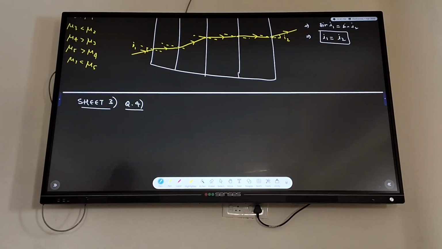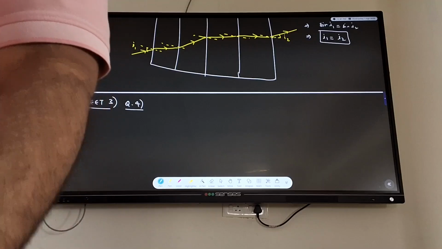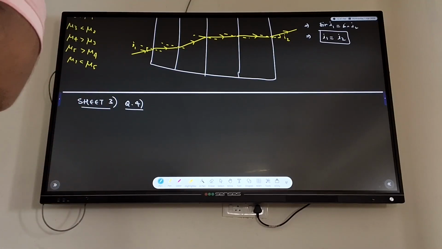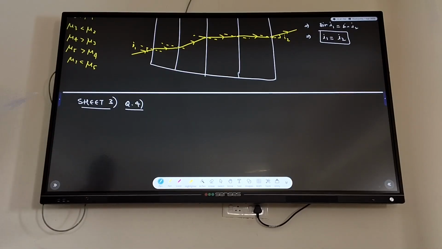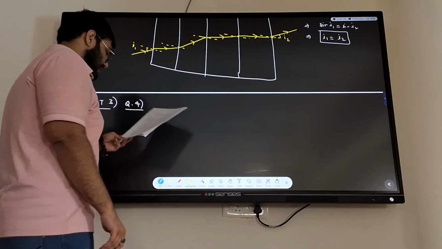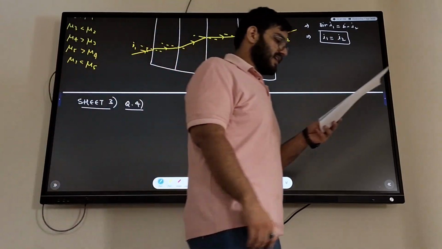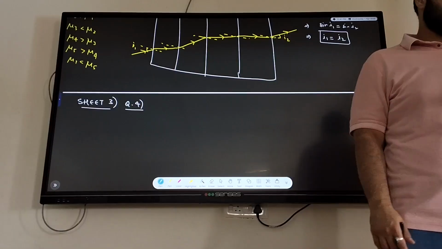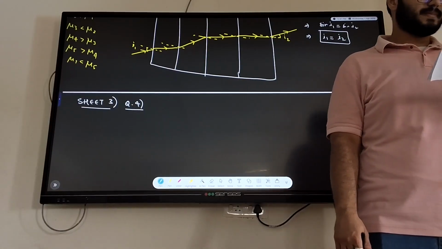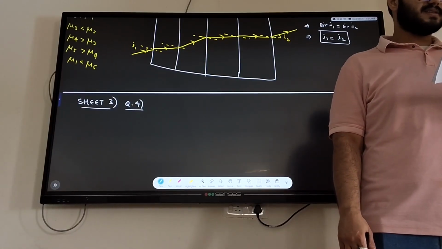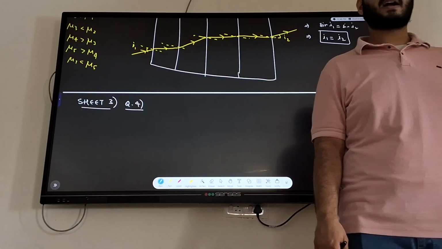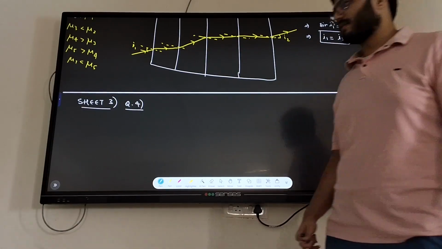Question number 4. Nobody got the answer? It's not that difficult. Sine inverse, tan inverse 3 by 2 is correct. Good. A ray of light falls on a glass plate and the index of refraction is given. What is the angle of incidence if the reflected and refracted rays are making angle 90 degrees?